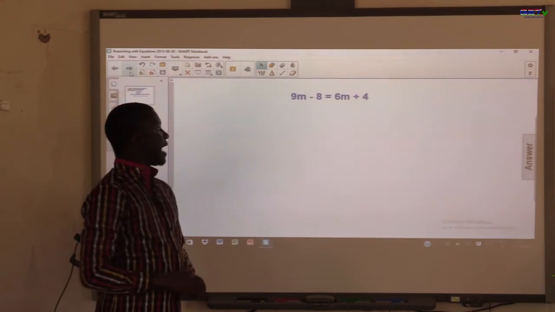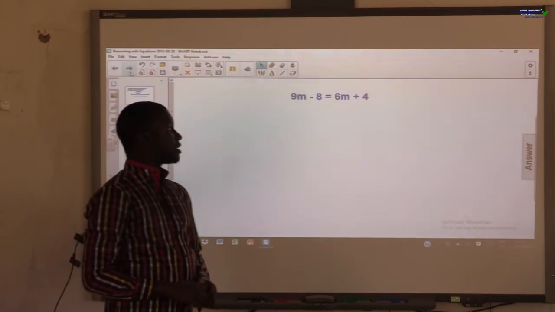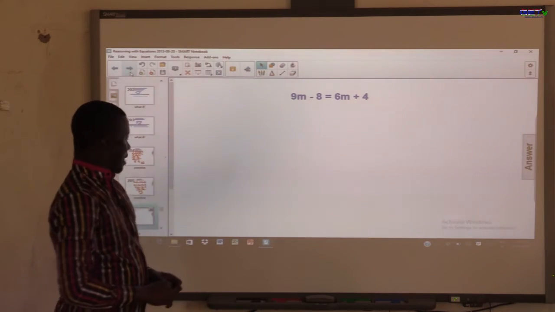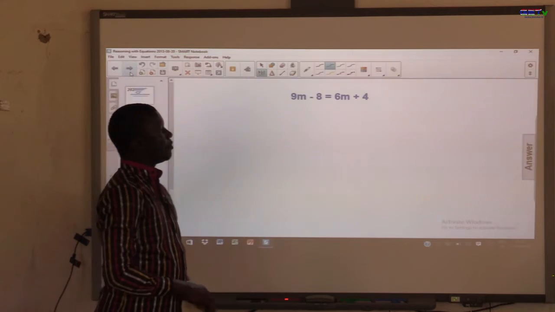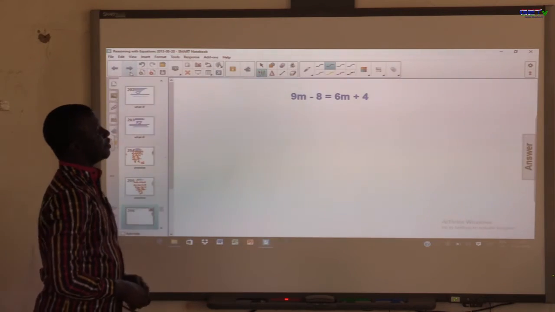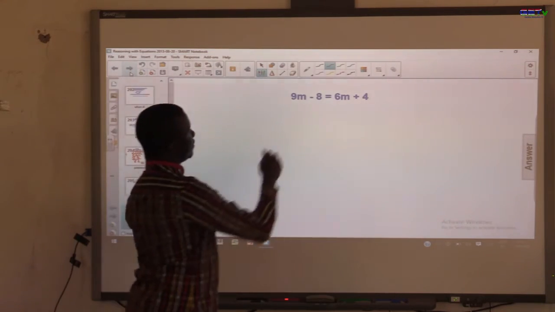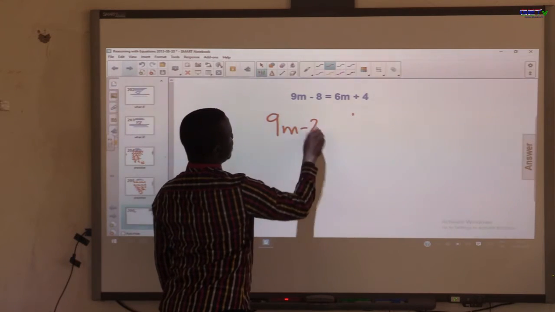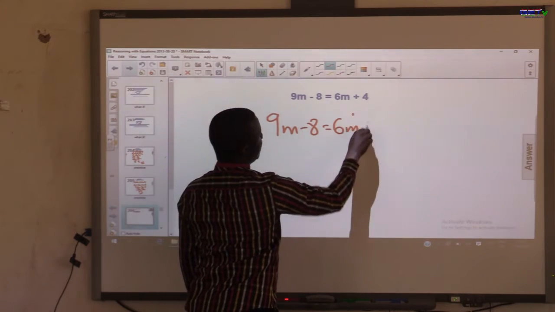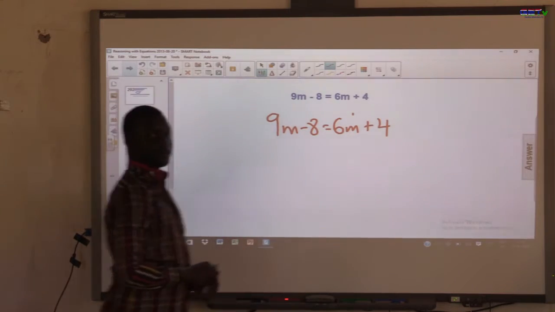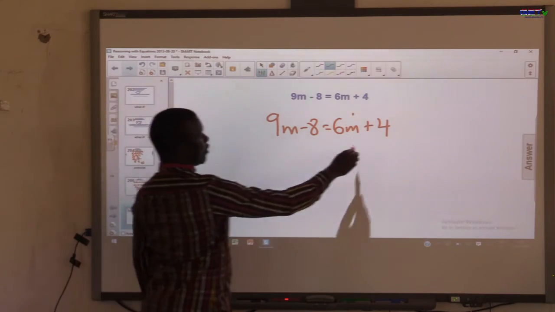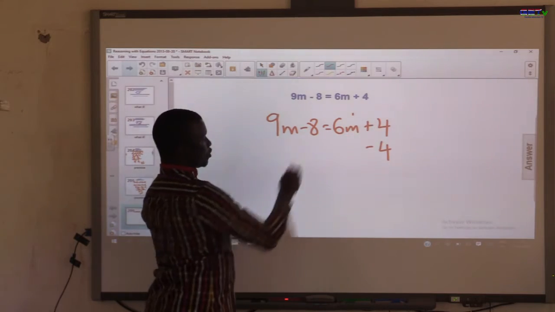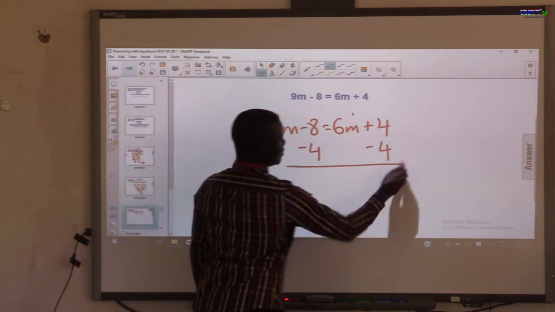Our question here is 9m minus 8 equals 6m plus 4. Now first, let's get our question down. 9m minus 8 equals 6m plus 4. First, we undo the addition here with a subtraction, and repeat this on the other side as well.